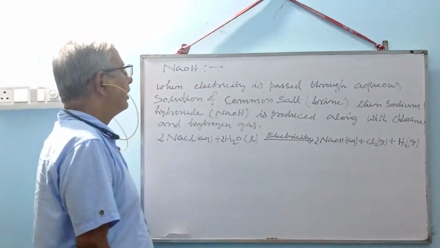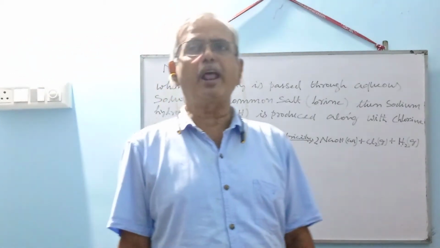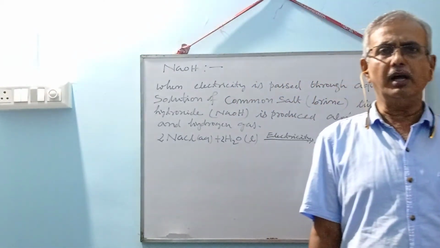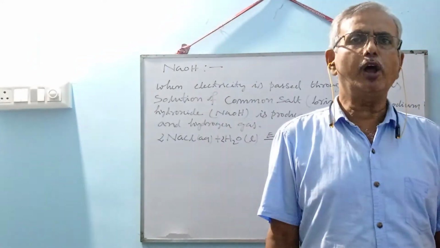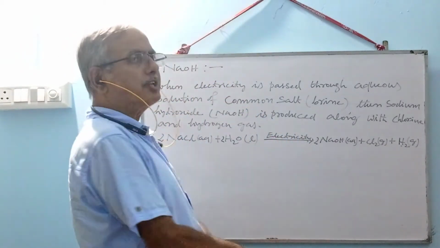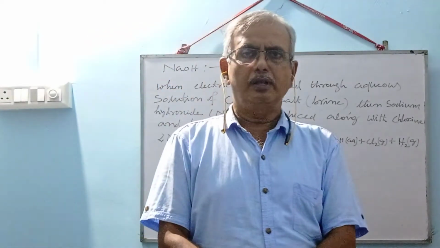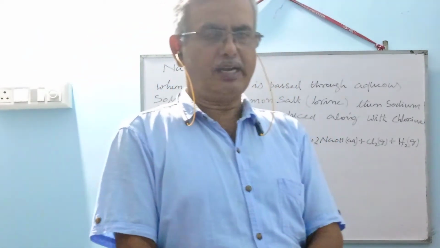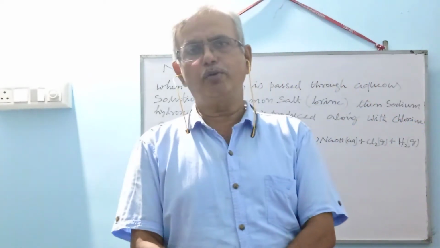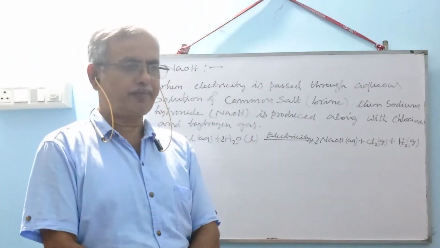Here you should understand, whenever I am talking about brine, brine is actually the aqueous solution of common salt in water. So when electricity is passed through an aqueous solution of common salt, that is brine, then you are getting sodium hydroxide along with chlorine and hydrogen gas.